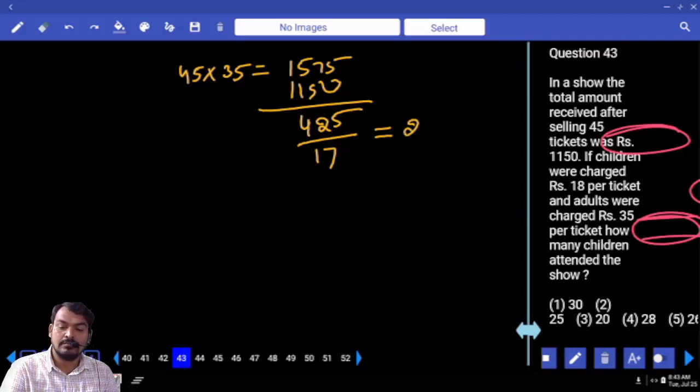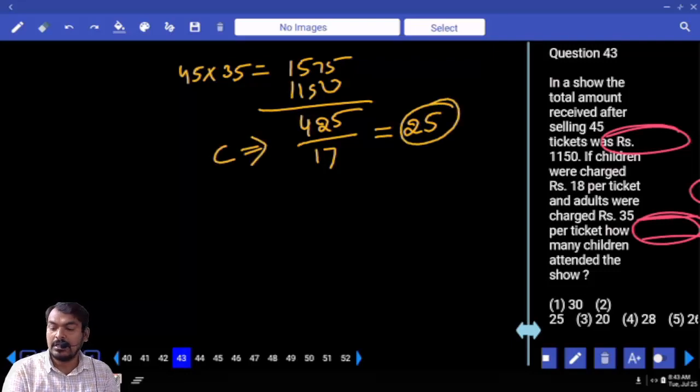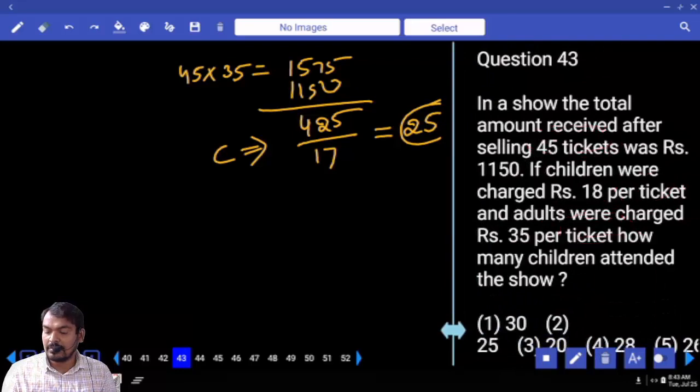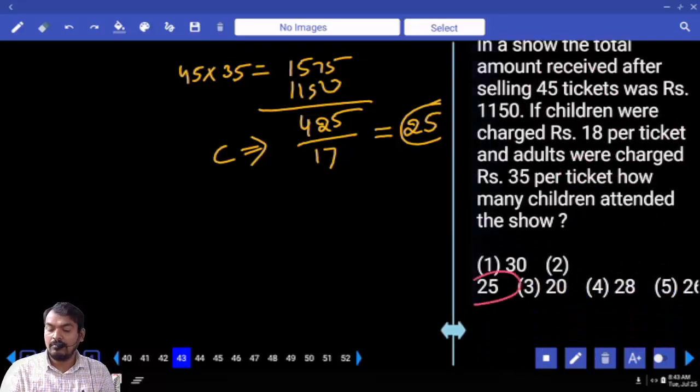17 into 34, again 5 times. Then we are getting the number of children. How many children are we getting? 25.